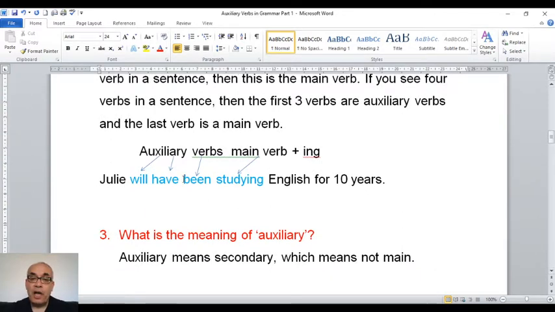Julie will have been studying English for 10 years. Will is an auxiliary verb, have is an auxiliary verb, been is an auxiliary verb, study is the main verb, and I put ing to it.